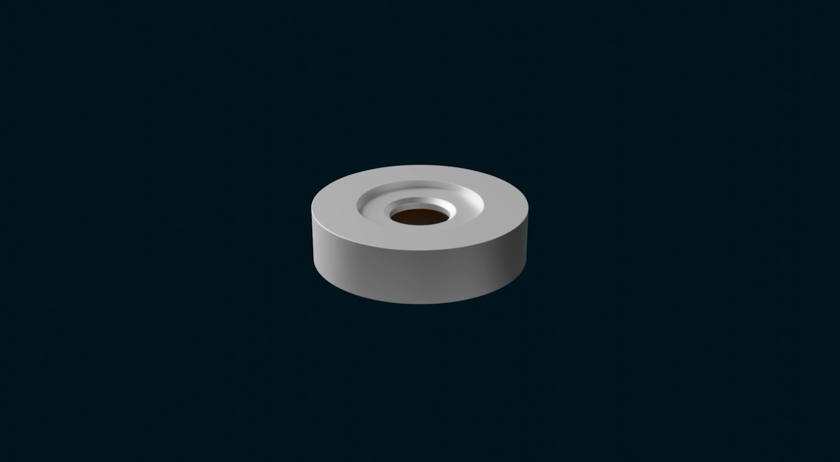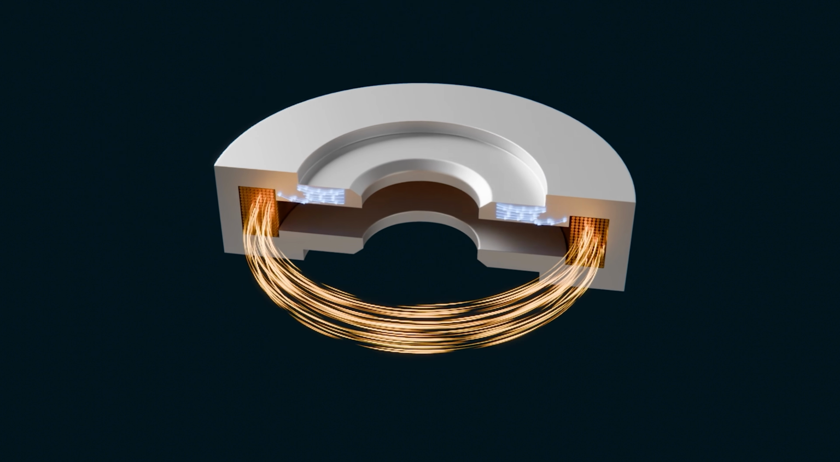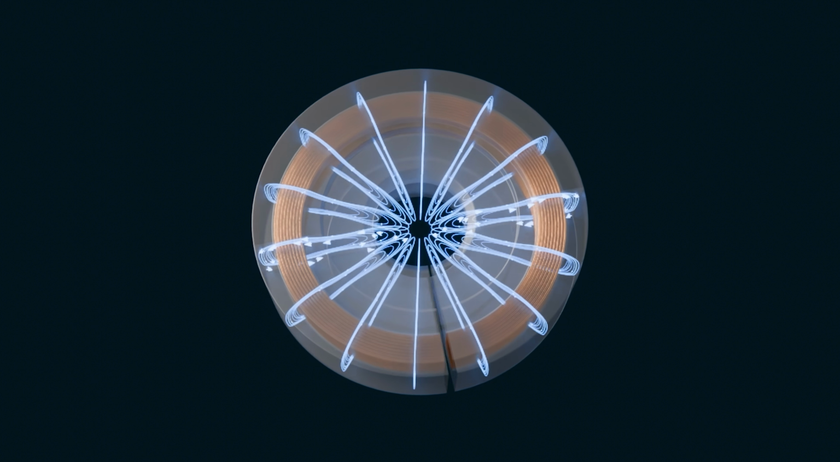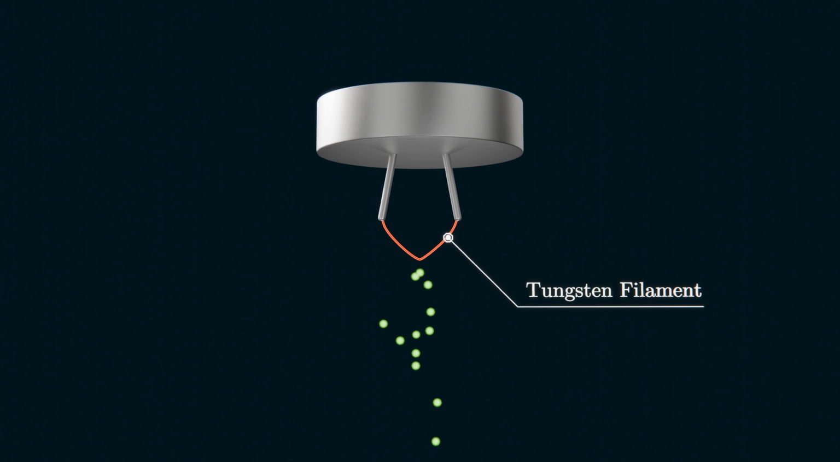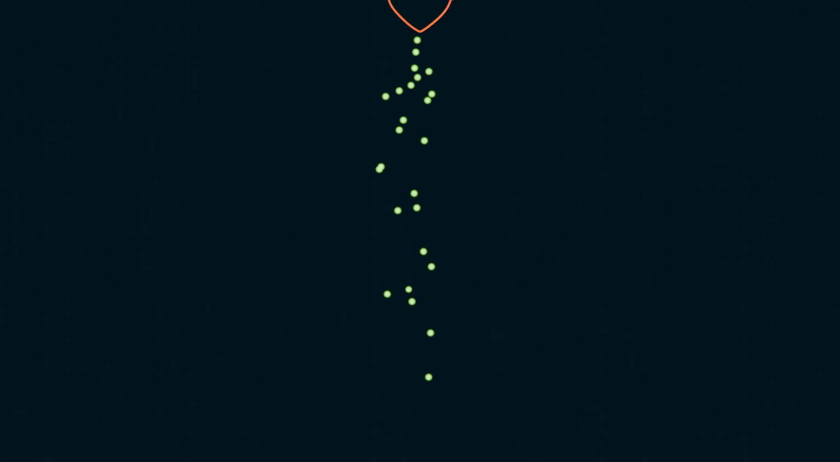Ruska built his first prototype by coiling up some wire and surrounding it with iron, taking care to leave a gap in the middle. Then, when he passed a current through the coil, it induced a donut-shaped magnetic field through the metal and across this gap. This was his lens. To test it, Ruska first boiled electrons off a tungsten filament, the same kind of filament you'd find in an incandescent light bulb.